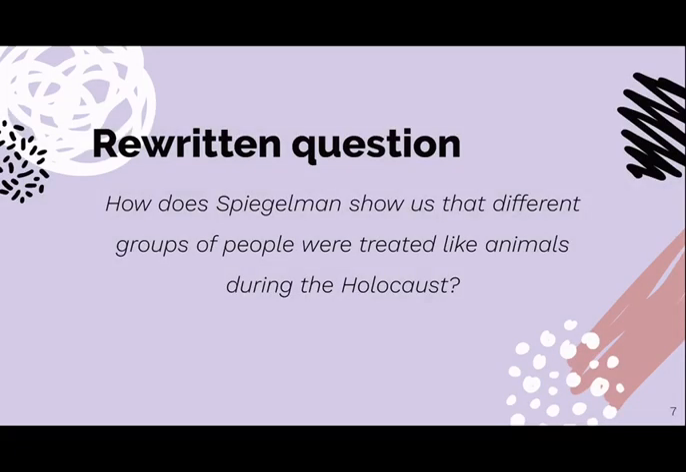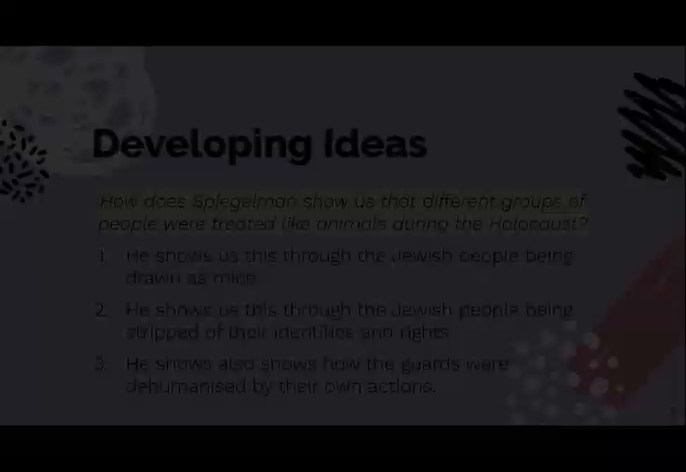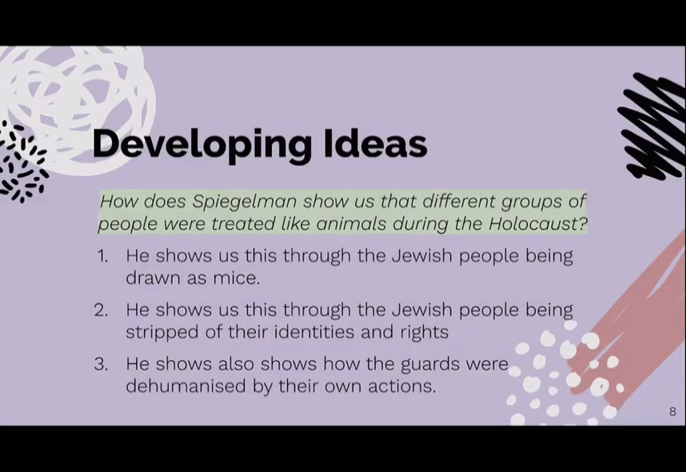All right, so I have rewritten the essay prompt into a question. So I've got now, how does Spiegelman show us that different groups of people were treated like animals during the Holocaust? All right, so now I'm going to develop my ideas. So this is where we come up with 3 different answers to the question, how does Spiegelman show us that different groups of people were treated like animals during the Holocaust?